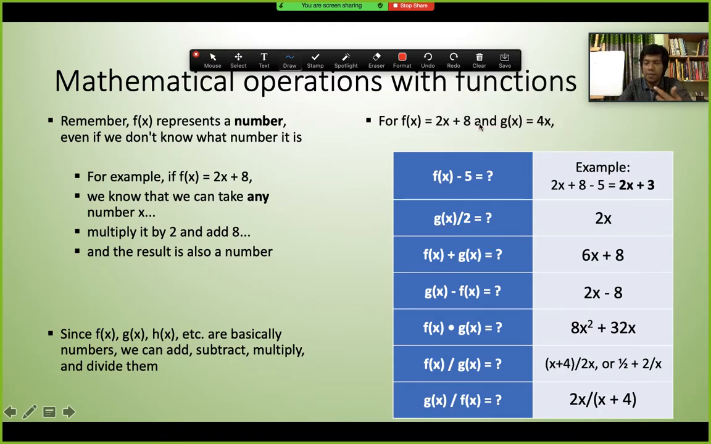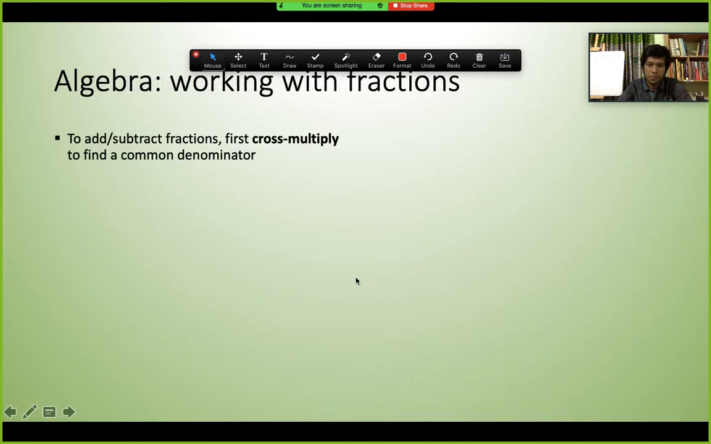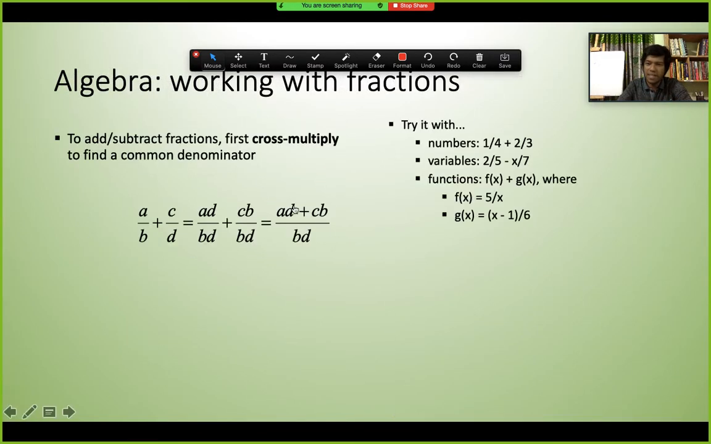So these are the examples of how we combine two functions. If some function, adding, subtracting, multiplying, dividing, this is how we can actually combine two functions. This is some very basic algebra review. How do you add two fractions? This is the LCM method. We multiply b and d, then a into d and b into c, so ad minus cb.